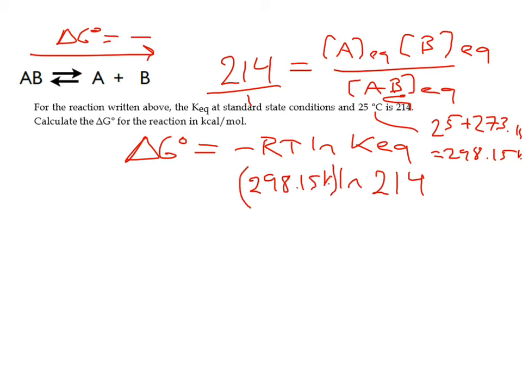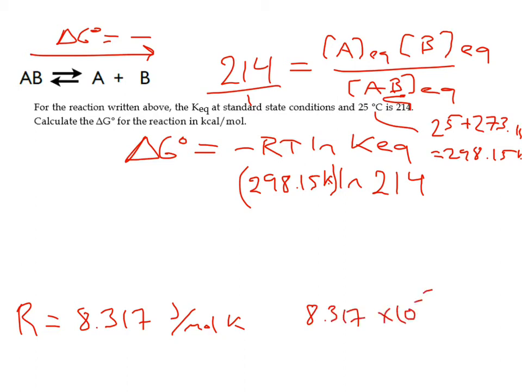Multiply it by that. Now we have to use the right R. So what are we trying to get here? Well, I'm asking you for delta G naught in kcals per mole. So that means we need to use the right version of R to get us kcals per mole. Before we had said that R can be 8.317 joules per mole Kelvin. It could be 8.317 times 10 to the negative third kilojoules per mole Kelvin.